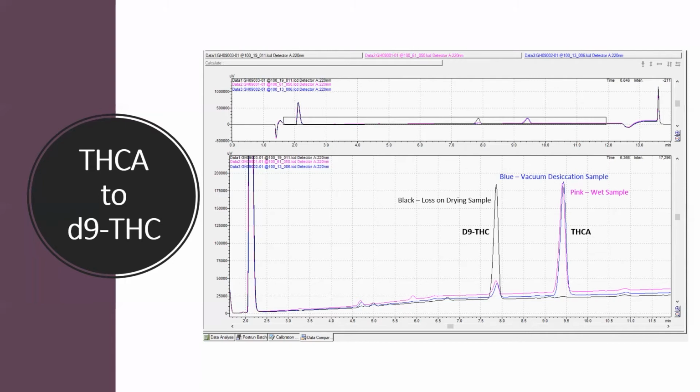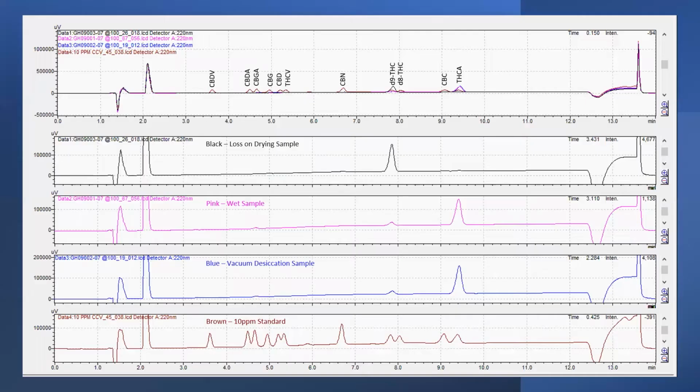0.2035 versus 0.2001. What you can see here is confirming that while the loss on drying method does remove water, it also has additional loss that's not associated with water content. When determining the loss that occurs as a result of decarboxylation, the THCA value must be multiplied by 0.877, and that value needs to be subtracted from the raw value for THCA to determine the amount of loss that has occurred.